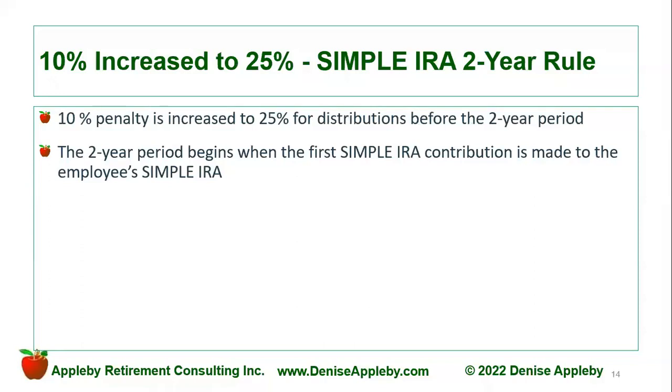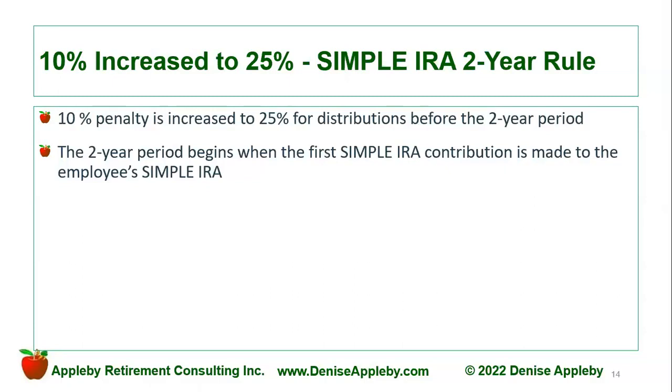Now, another tip. If this distribution is being taken from a SIMPLE IRA, that 10% early distribution penalty is increased to 25% if the distribution is taken before the SIMPLE IRA 2-year period. Now, the 2-year period starts on the first day that a SIMPLE IRA contribution, whether it's employer or employee, is made to the employee's SIMPLE IRA.